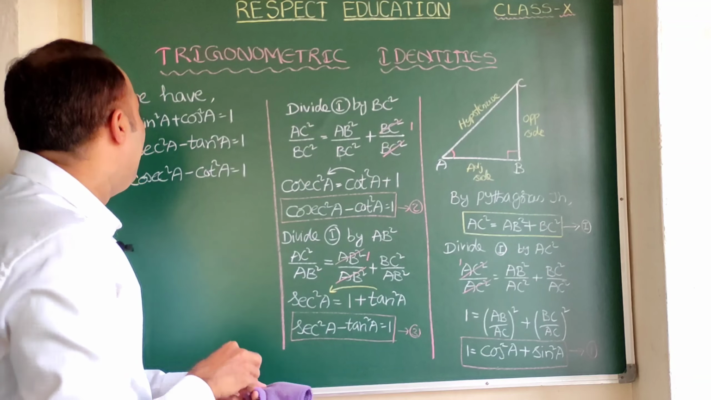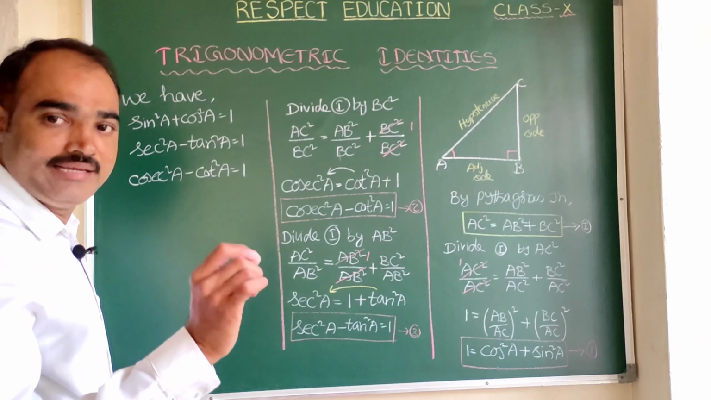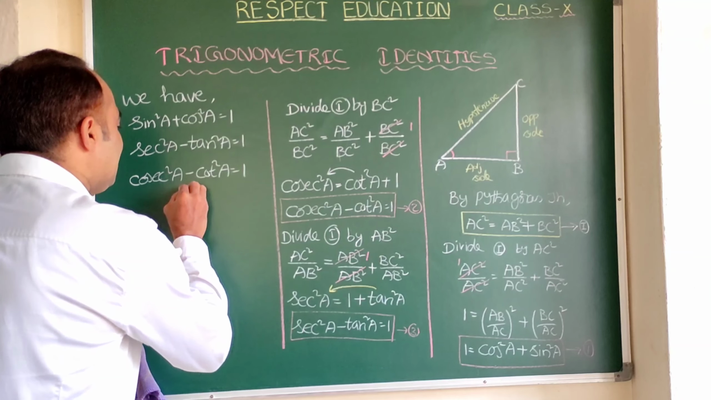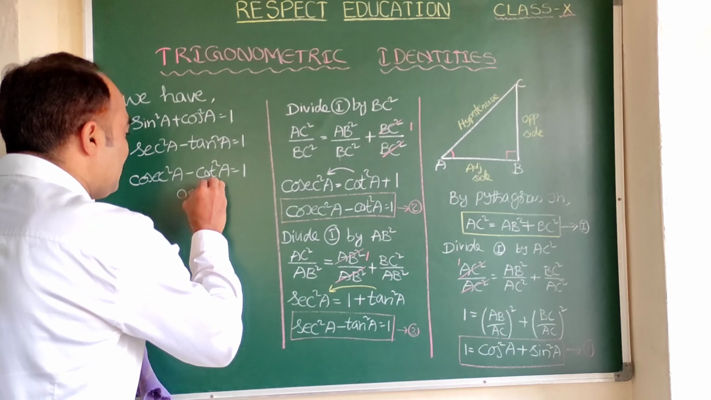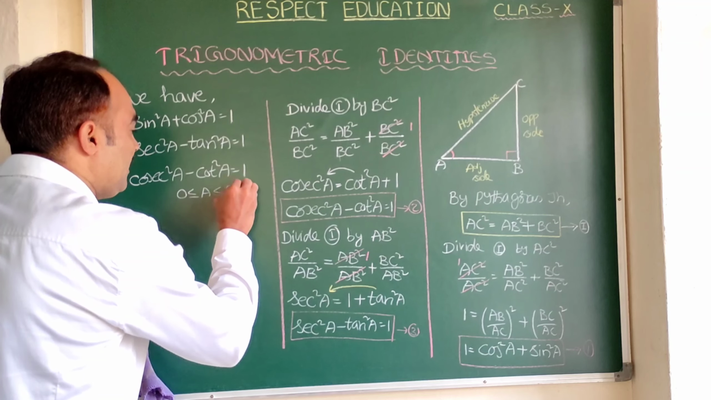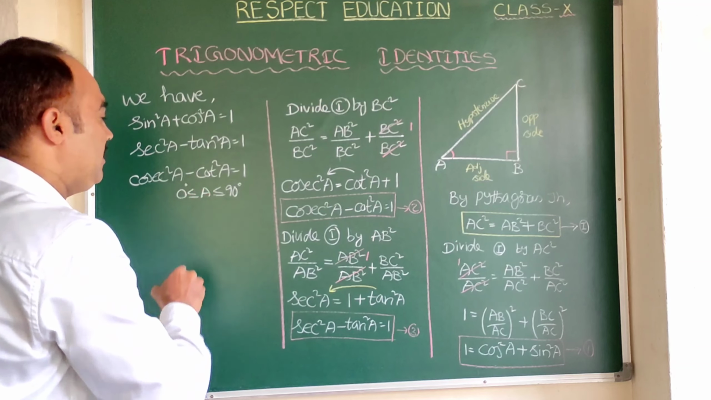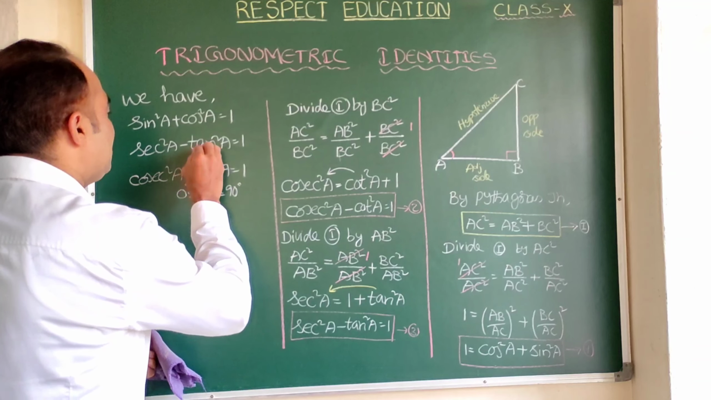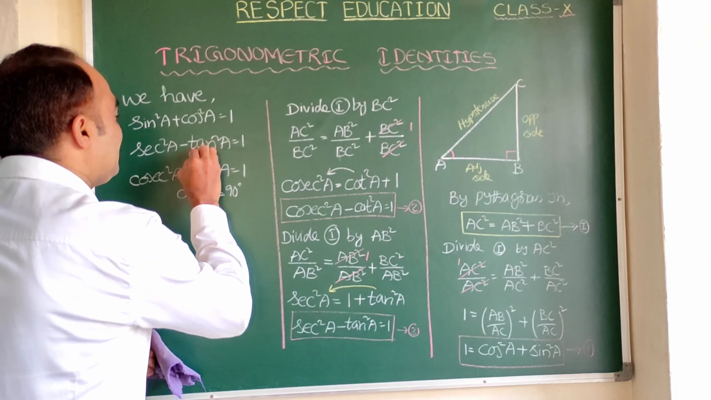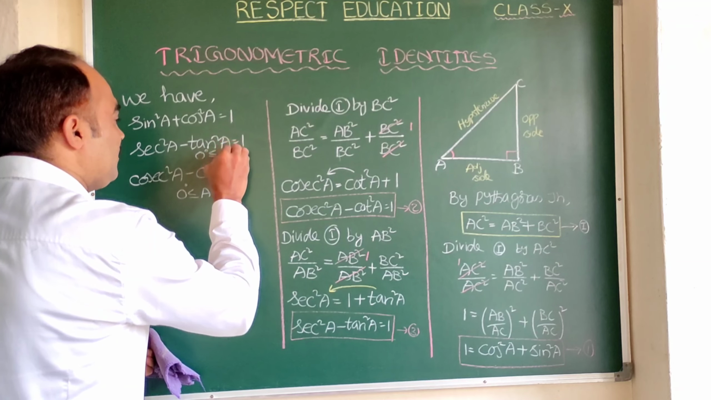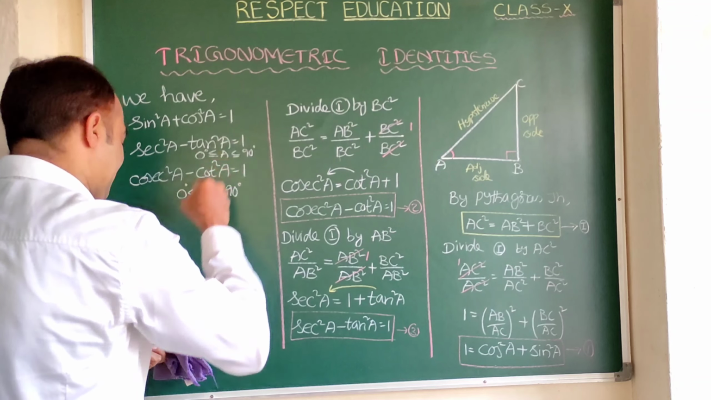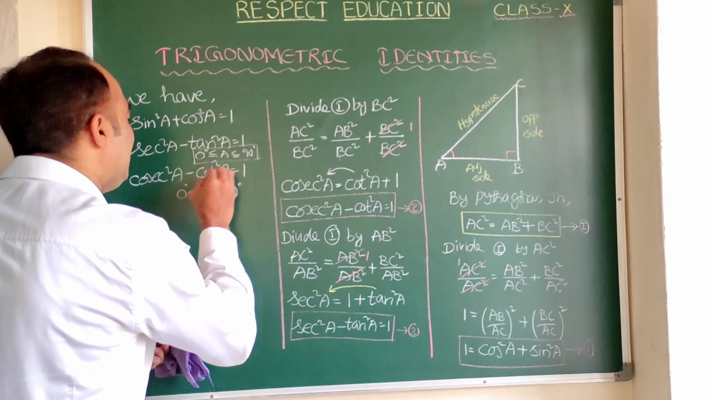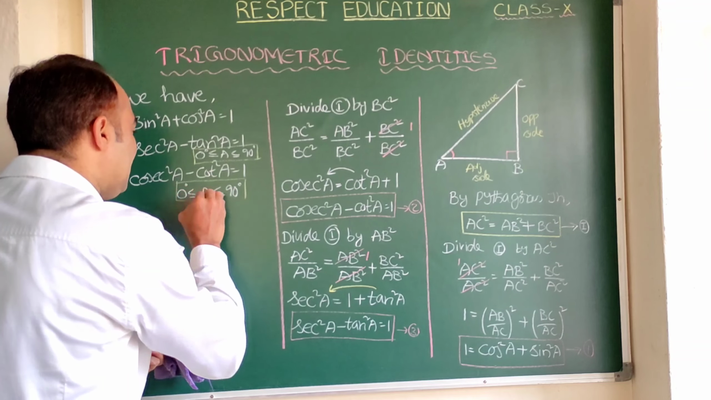You remember that A should be an acute angle. That means the condition is that 0 is less than or equal to A, which is less than or equal to 90 degrees. So A should be between 0 and 90 degrees in both of these, the second one and the third one. Here also I am writing 0 degrees is less than or equal to A, less than or equal to 90 degrees. Is it clear? That means in the last two, A should be an acute angle. Is it clear? Yes, sir.